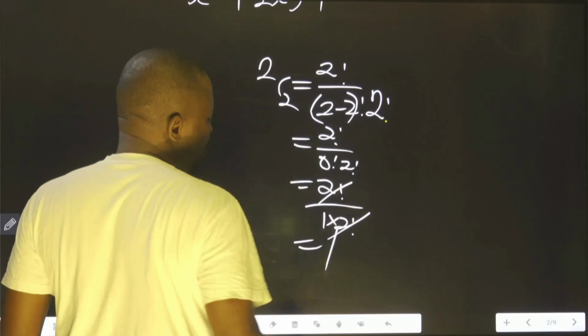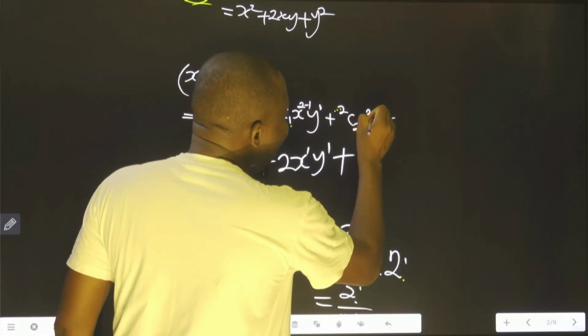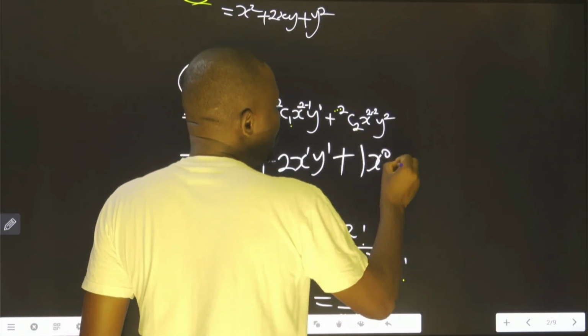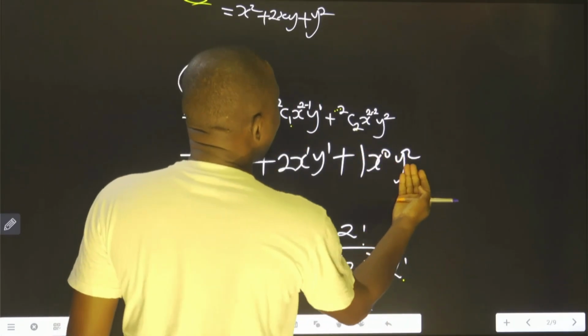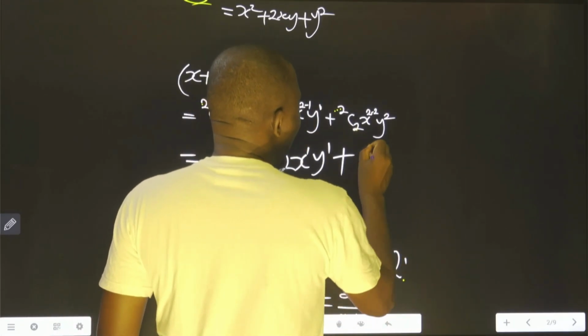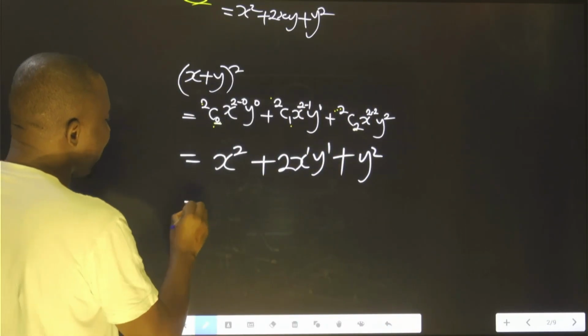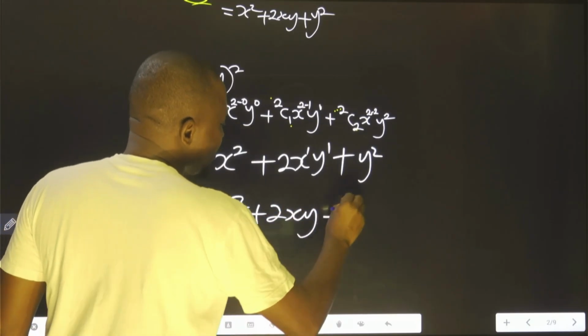This and this will cancel to have 1. It means we're going to put 1 here. This is s raised to power 2 minus 2, which is 0. S raised to power 0, y raised to power 2. What is s raised to power 0? It is 1. It means therefore we're going to have y raised to power 2. Okay? So therefore we have s squared plus 2sy plus y squared.